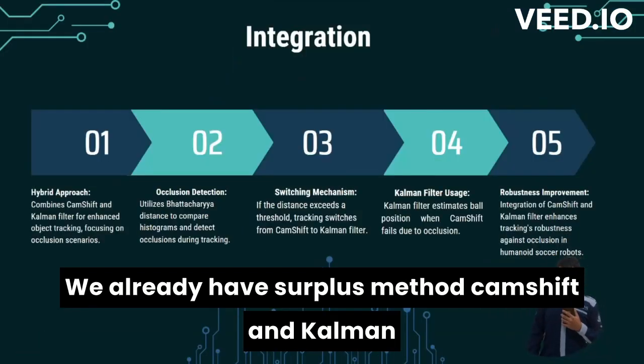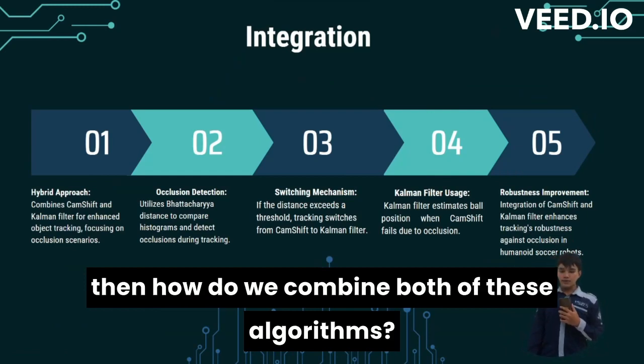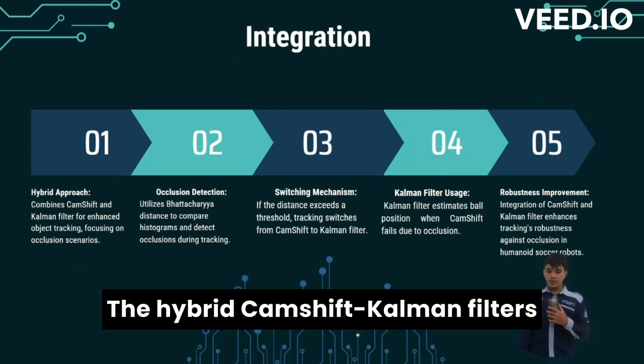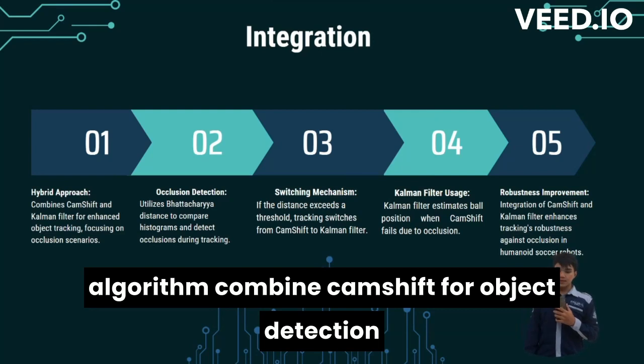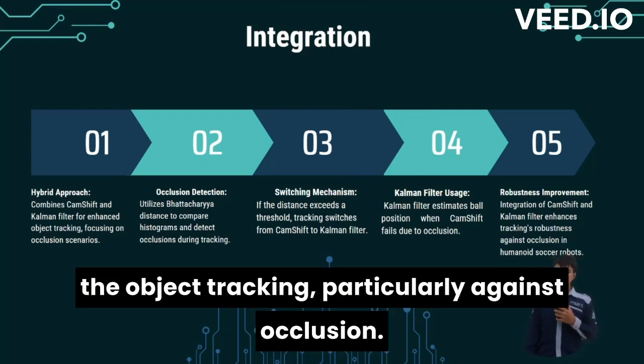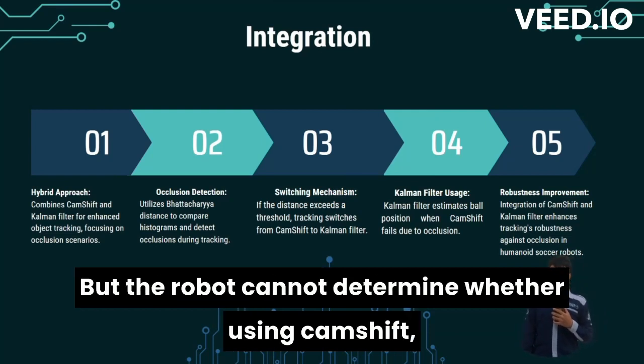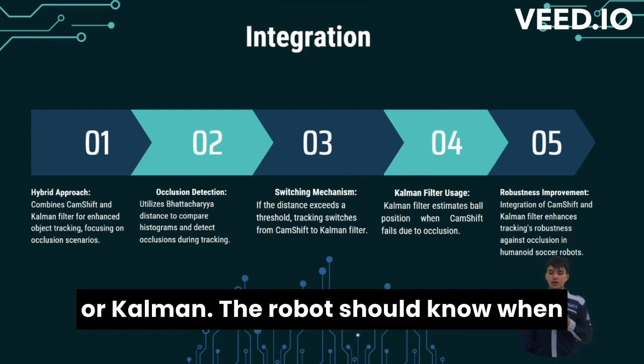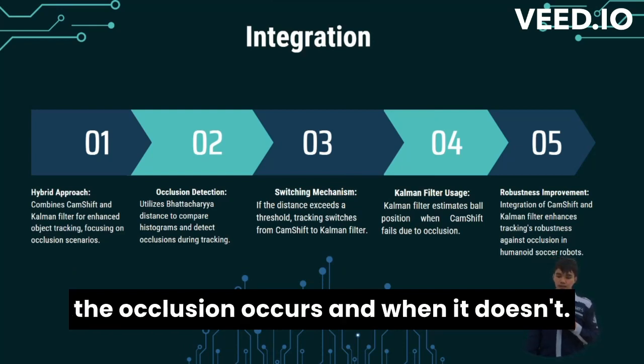We already have the methods, Camshift and Kalman. Then, how do we combine both of these algorithms? The hybrid Camshift Kalman filter algorithm combines Camshift for object detection with the Kalman filter to enhance the object tracking, particularly against occlusion. But the robot cannot determine whether to use Camshift or Kalman. The robot should know when the occlusion occurs and when it doesn't.